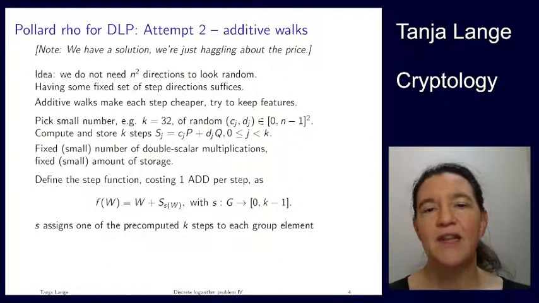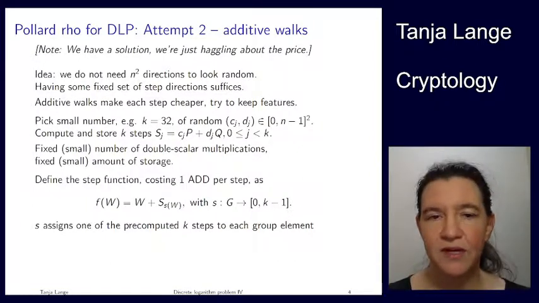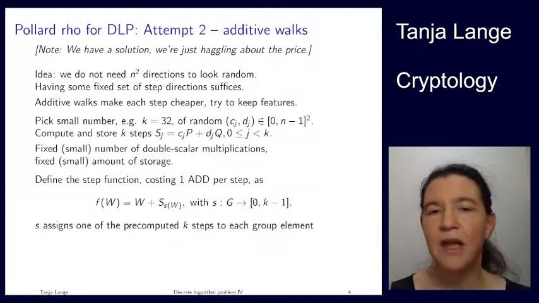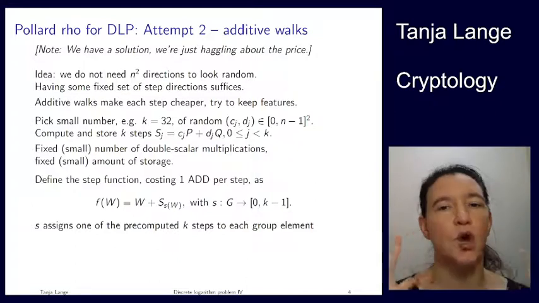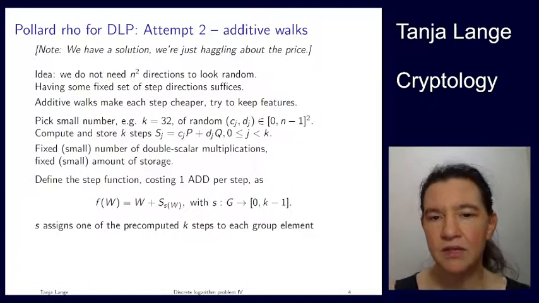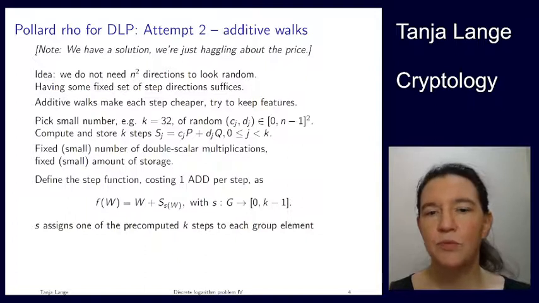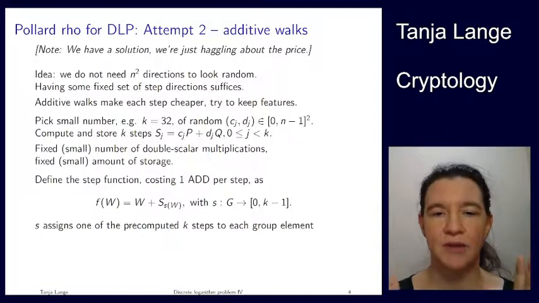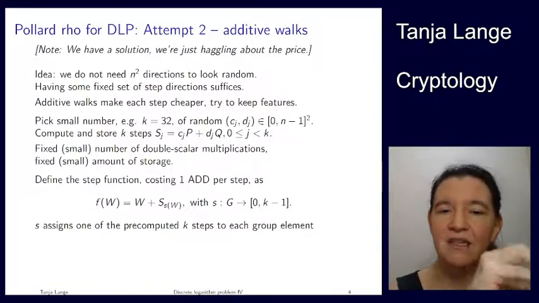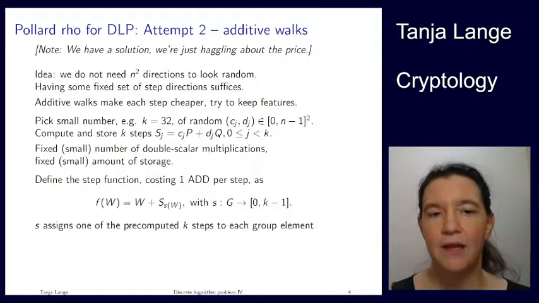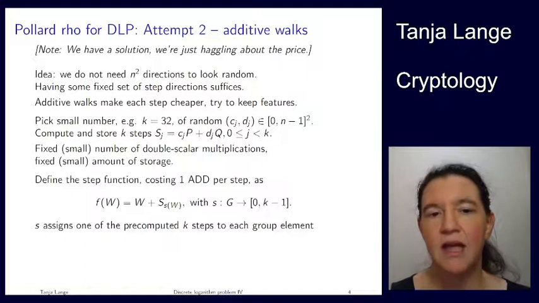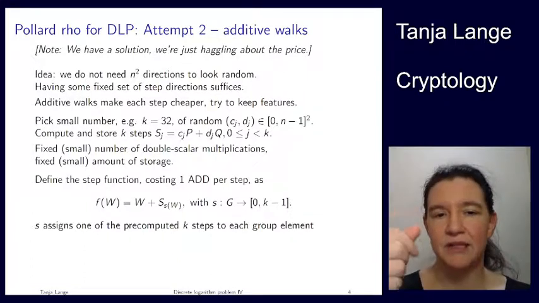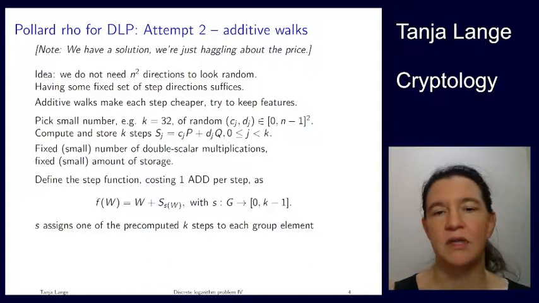And a step is the same kind of thing that we've done so far. So these are double scalar multiplications, where here we're picking two random numbers, cj and dj, from the full interval of the group size. So these are big steps. This will be like one step from the wi, but now it's a fixed step. We're going additively, not multiplicatively. And so we pre-compute these sj, and then whenever we want to do a next step, we pick one of those k different steps.